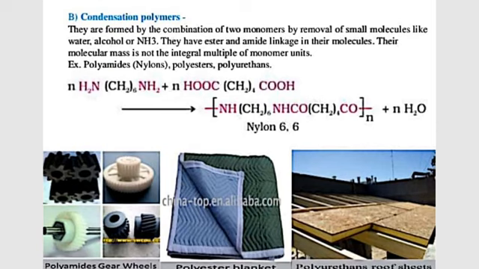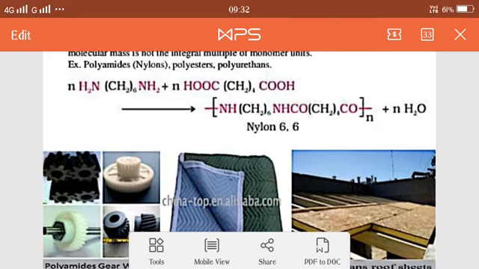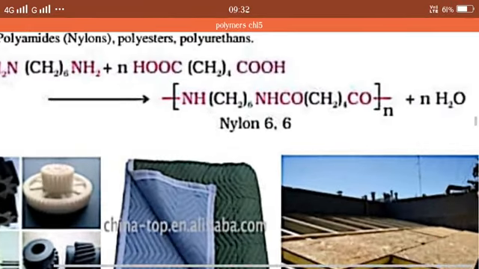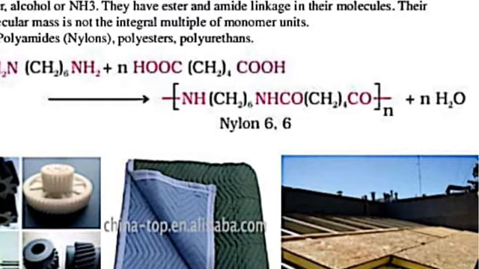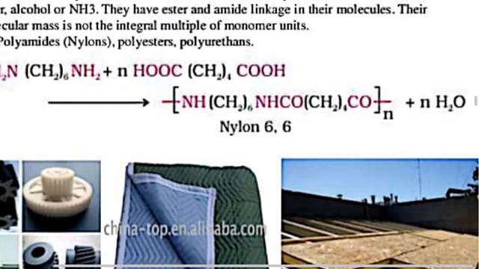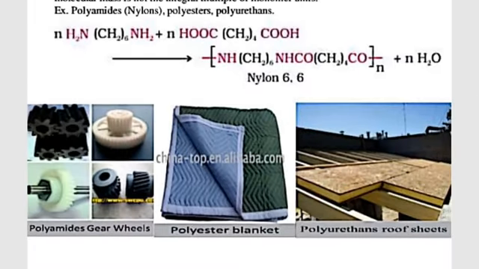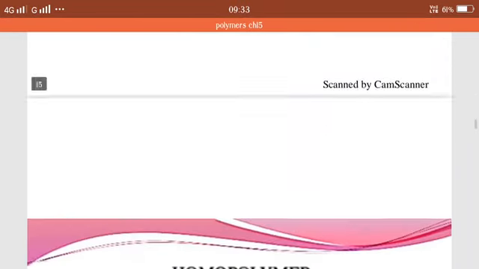So hexamethylene diamine, NH2(CH2)6NH2, plus adipic acid, HOOC(CH2)4COOH. The NH2 hydrogen and the COOH's OH will combine and eliminate a water molecule, and you get an amide linkage, that is the NHCO bond, which is an amide bond. So it's called polyamide because the amide link repeats n times. So this is nylon 6,6. Polyamide gear wheels, polyester blankets, polyurethane roof sheets, etc. are the applications of that.